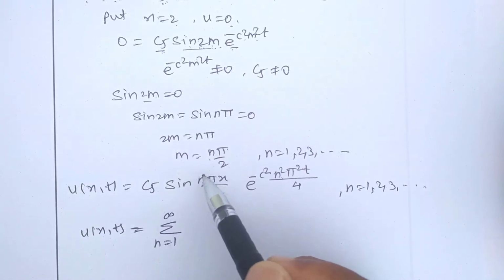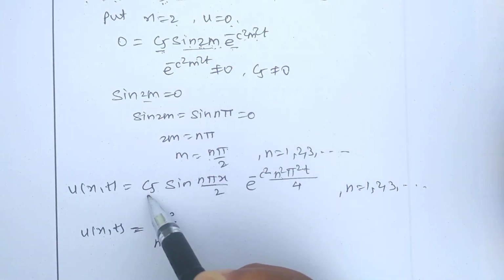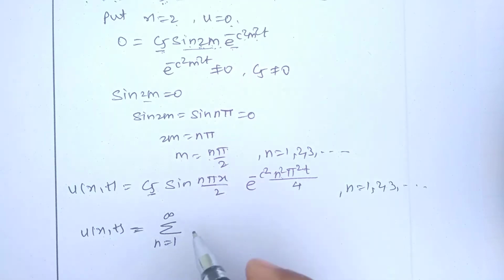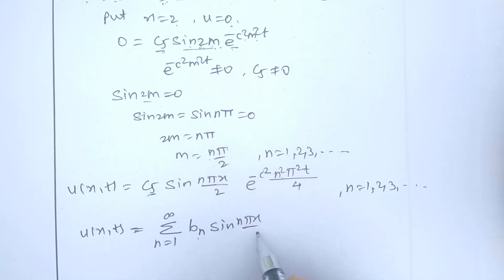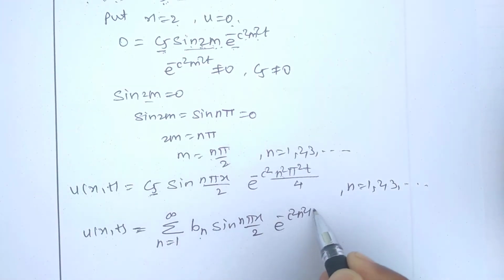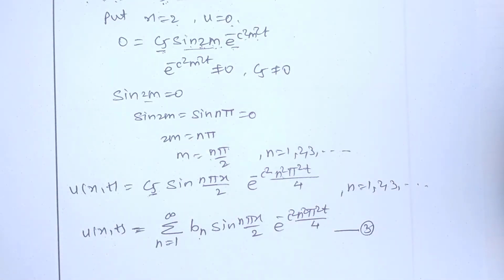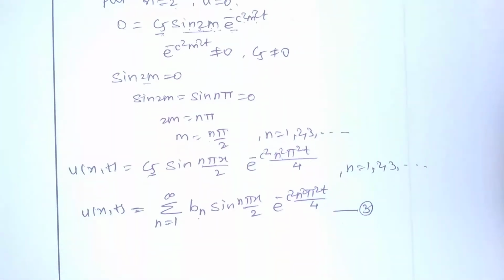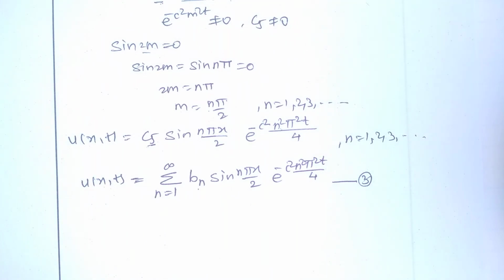And now for different solutions we have to use a different constant. Here there is only one constant, c5. So for different solutions to use a different constant, instead of c5 I am going to use another constant, bn. Bn into this sin n pi x by 2 e raised to minus c square n square pi square t by 4. Call it the next updated equation number 3. Here n equals to 1 gives one solution, n equals to 2 gives another solution, and because of the summation we add all these solutions. So we will get the final solution of u of x, t.